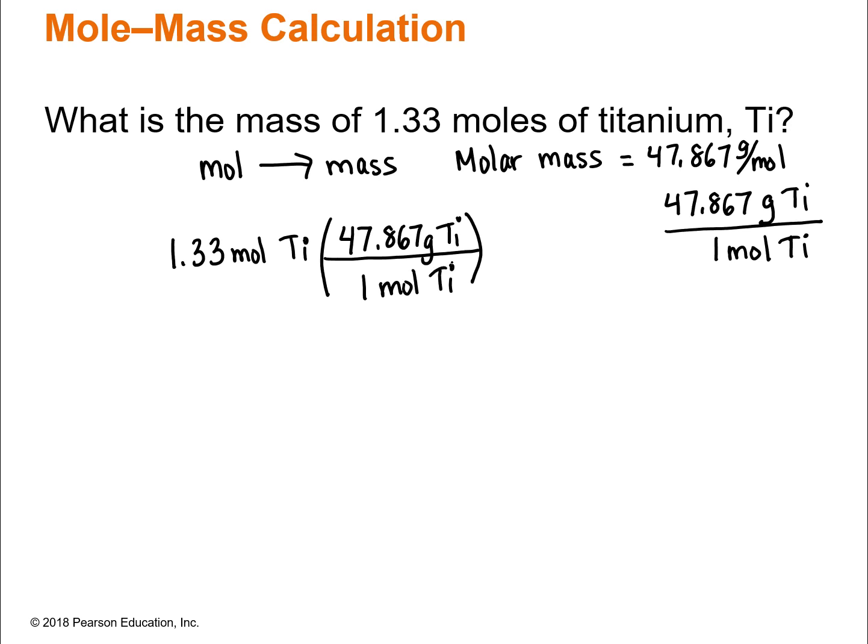Does everybody see that? We're trying to go from moles to mass. So we need to use the molar mass to figure it out. That is our unit factor. But remember that we can also use the reciprocal to go in the opposite direction. So if you do this math, you should get 63.7 grams of titanium.